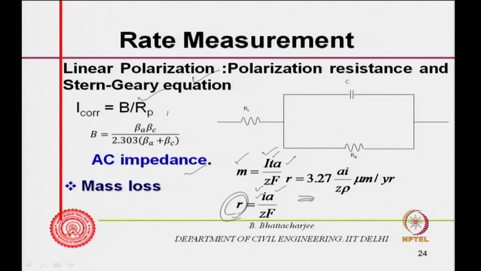So, R can be related, by dividing by density, to the penetration rate in micrometer per year as 3.27 times I corr times the atomic weight of the material over Z, where Z is the number of electrons transferred. In the case of Fe, the atomic weight is 56 and Z is 2, so this value is 28, and the density of steel is 7.85. If you measure the corrosion current density, one can find out the penetration depth in microns per year, or it is also written in 10 to the power minus 6 inch per year, mils per year, and so on.